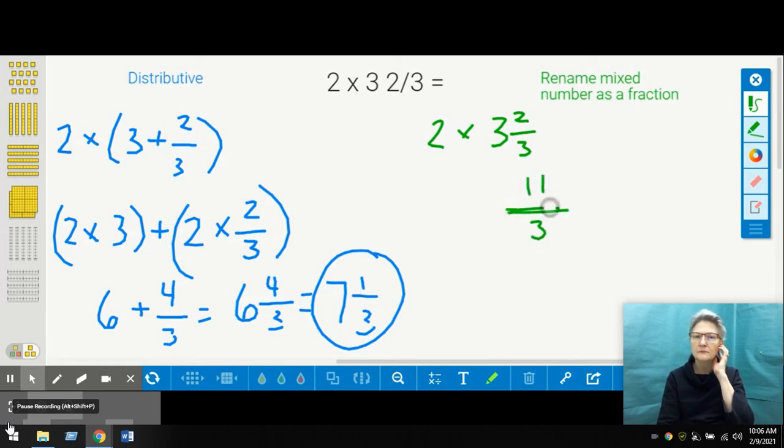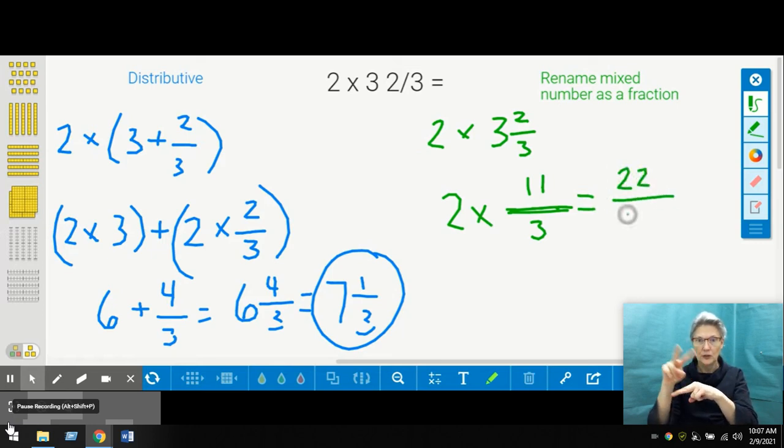And just to recap how I did that, I thought about 1 whole in thirds is 3/3, but I have 3 wholes. So I thought 3/3, then another 3/3, which is 6/3, and then another 3/3, which is 9/3. And then I have the 2/3 to add up: 9, 10, 11/3. Okay, so now I'm going to multiply. And I know I just multiply my whole number times my numerator, keep my denominator the same, which gets me 23 thirds. But now I need to change this into a mixed number.